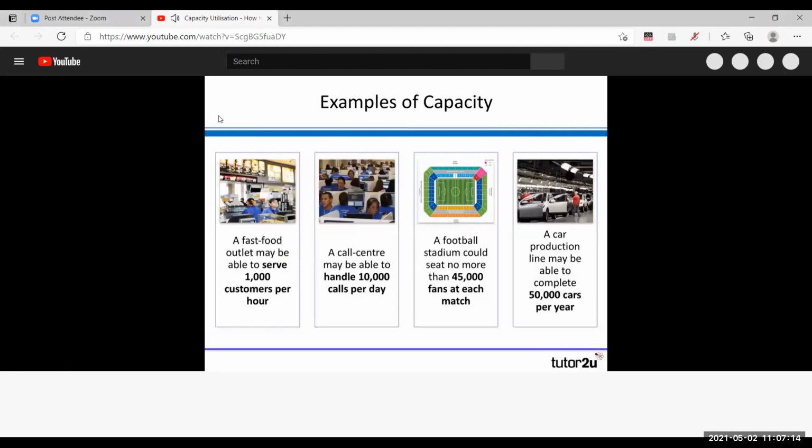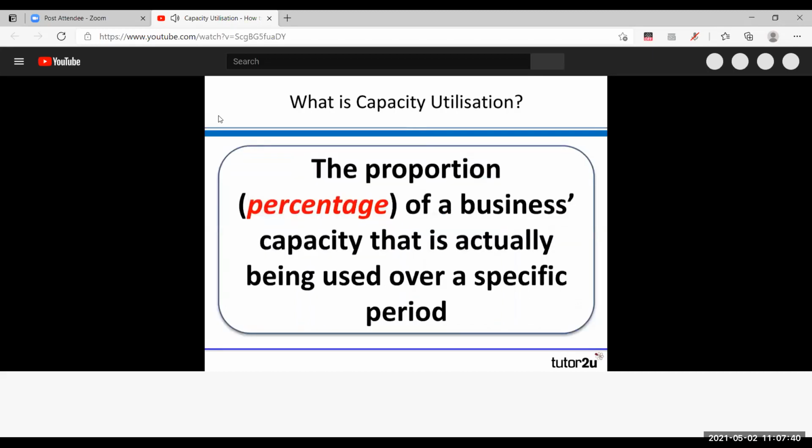So, for example, a fast food outlet might be able to serve 1,000 customers per hour based on how many stations it has and how many staff it has working. A call centre might be able to handle a certain number of calls per day, assuming all the staff are in and available to take calls. And similarly, a great example is a football stadium, where the capacity is to a large extent fixed by the number of seats that can be sold for each match. So capacity is a measure of output.